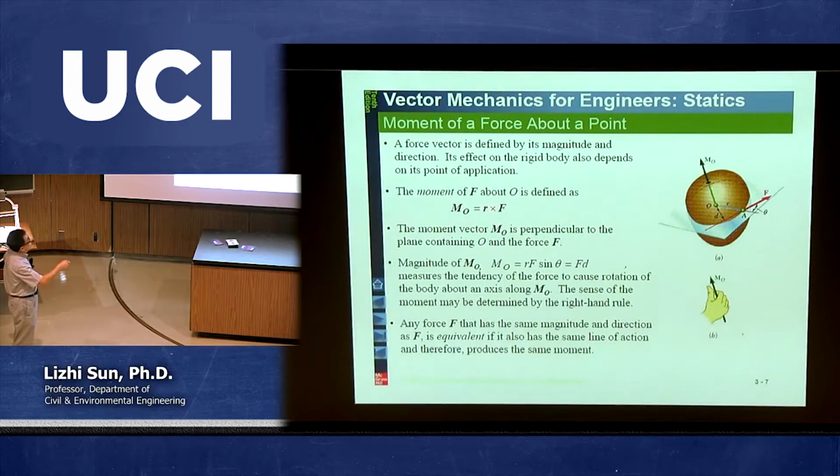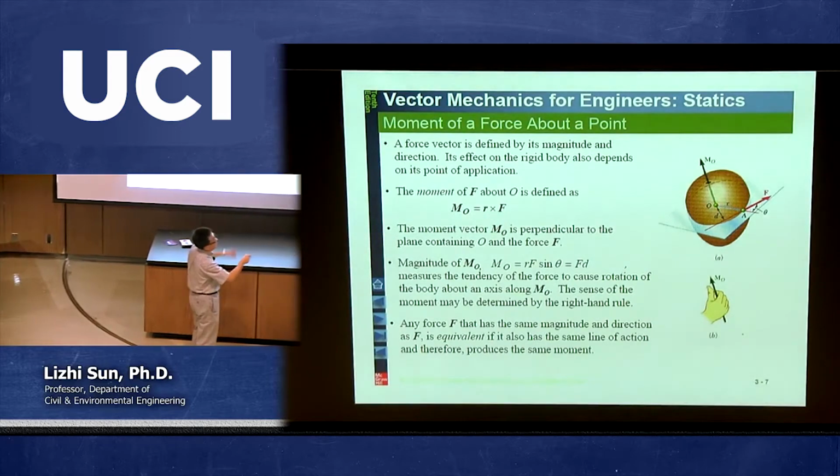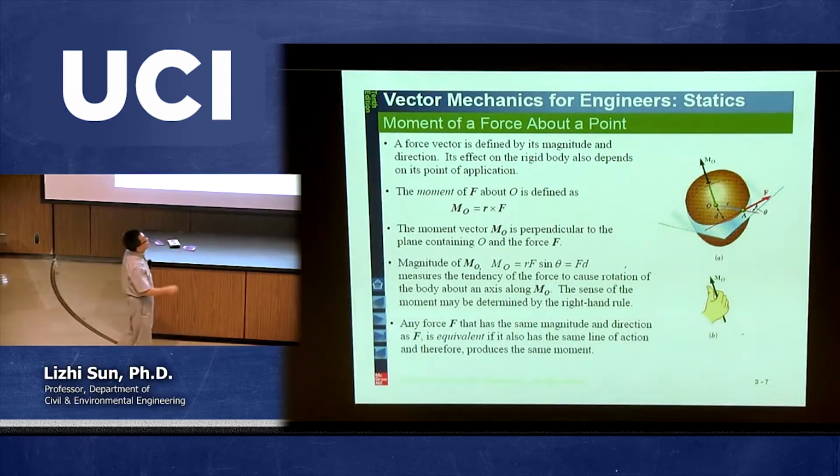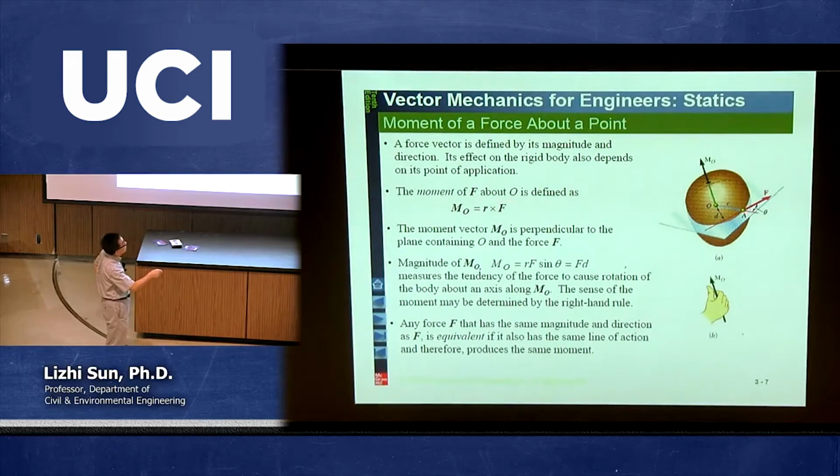The first vector, R, is the distance vector from the point you want to calculate the moment of, that means point O, to the point the force applies on. Okay, in other words, this R should be from O to A. So you need to keep in mind this R vector is not from A to O. It's from O to A.